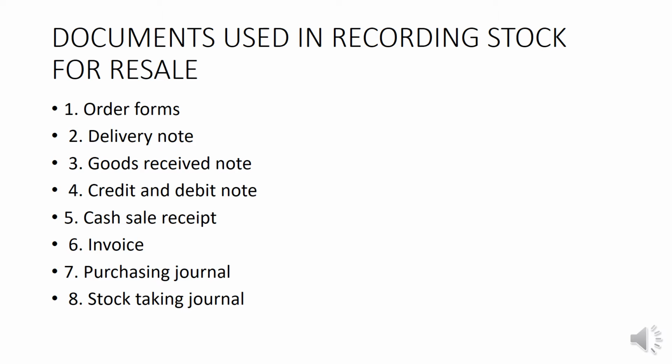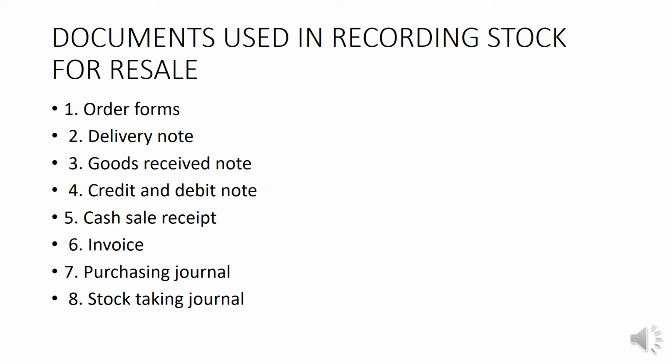So documents. We go to the documents used in recording stock for resale. First is order form. Second is delivery note. Then a goods received note. And then fourth, credit and debit note. Then fifth, cash sale receipt. Then sixth is invoice. Seventh, purchasing journal.